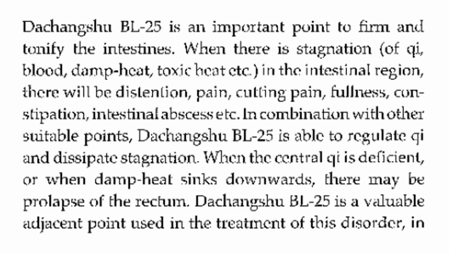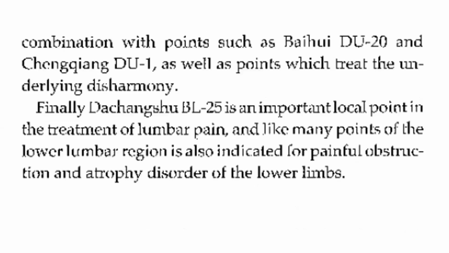When the central qi is deficient or when damp heat sinks downward, there may be prolapse of the rectum. Bladder 25 is a valuable adjacent point used in the treatment of this disorder, in combination with points such as DU20 and DU1, as well as points which treat the underlying disharmony.